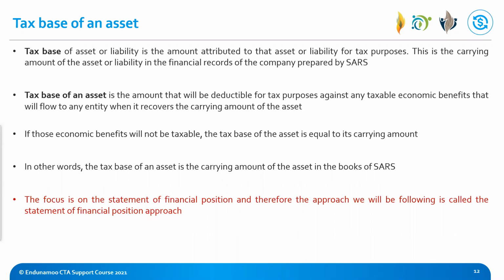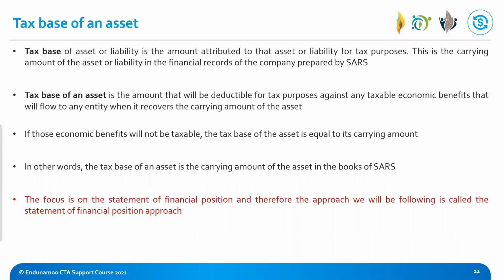Because if we got a receivable of 100,000, then when you receive it, what this is then saying is that you will not receive any deduction. So as a result, the tax base should just be equal to the carrying amount of the asset. So if you then think about it, we are essentially saying that the tax base of an asset is the carrying amount of that asset for tax purposes.